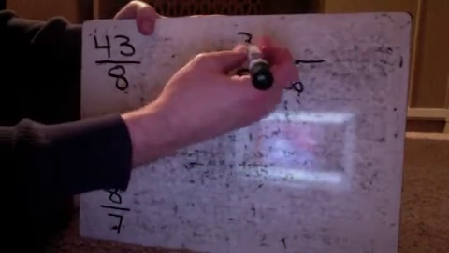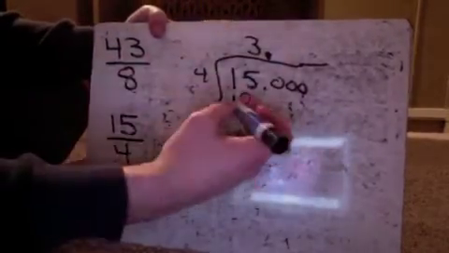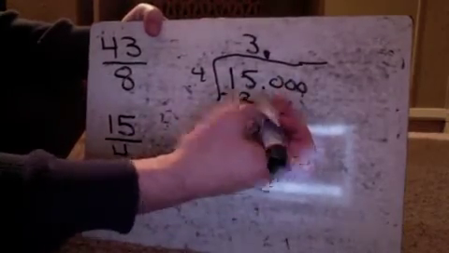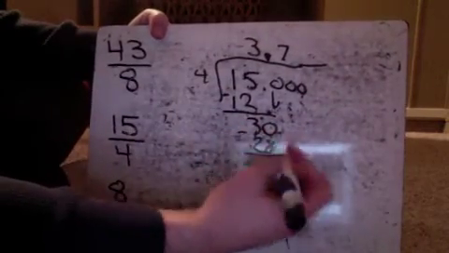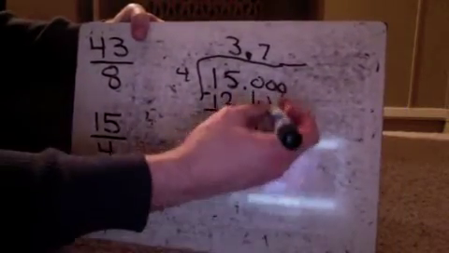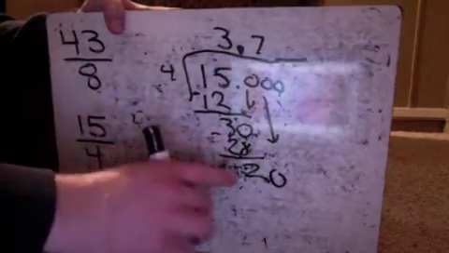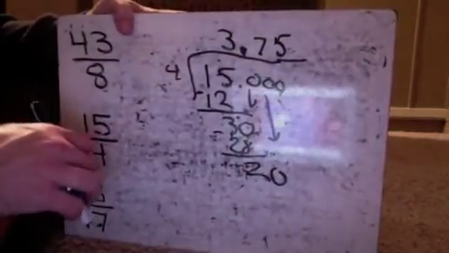4 goes into 15, what, 3 times? So that would be 12. There's our 300% right there. So my prediction was definitely correct. We've got that so far. Take away 3, bring down the 0. That's going to be 7. 28 take away equals 2. Okay. Then I got to bring down another 0, and this should come out to be okay. 4 goes into 20 5 times, which is 20, and there's our answer, 3.75.